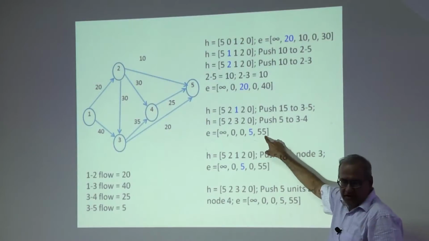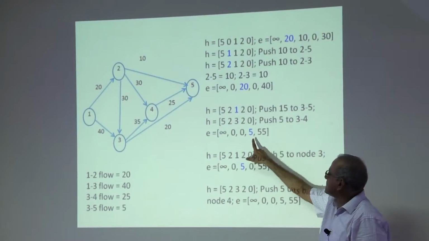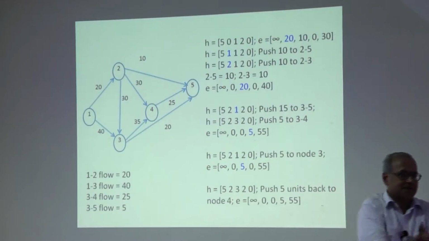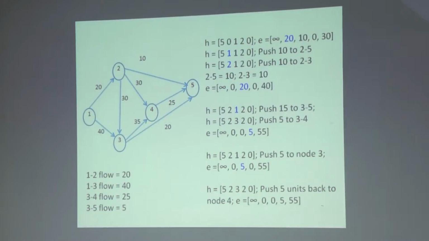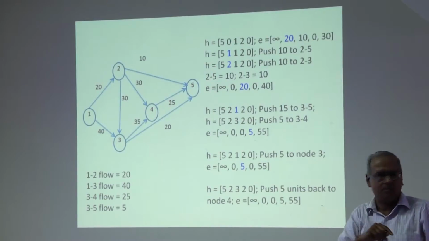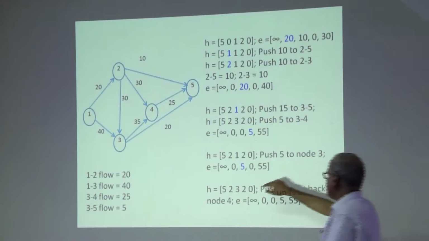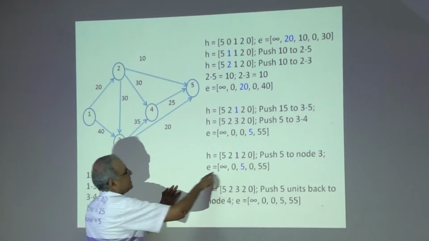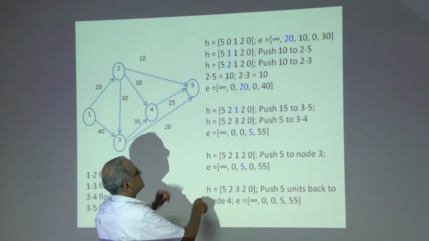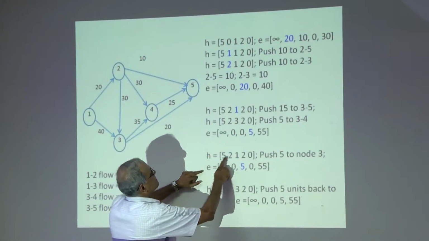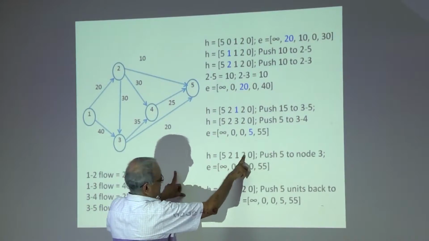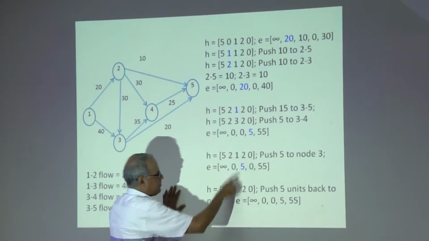So this is where you are. You have reached the 55 flow, but the algorithm has not stopped because 5 is sitting at 4 and hot. So 5 has to be pushed. It cannot be pushed forward, it has to be pushed back. So it is pushed to node 3 with 4 increasing its height 1, 2. So height is 2, 3 has a height 1, so it pushes back to 3.